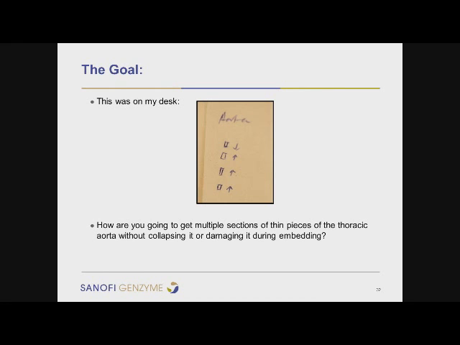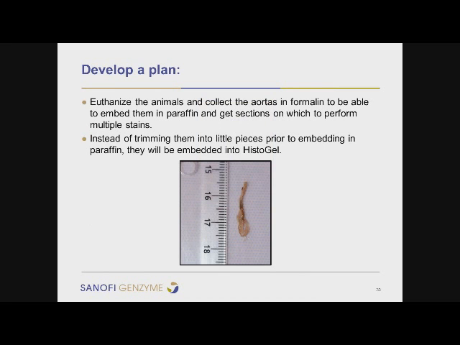But how was I going to get multiple sections of these thin pieces of thoracic aorta into a section? I didn't want them to collapse or get damaged during the processing or embedding. How was I going to do that? Well, as usual, got to start with a plan. My plan was to euthanize the animals and collect the aortas in formalin to be able to embed them in paraffin, and that way I could get sections to perform both H&Es and special stains.